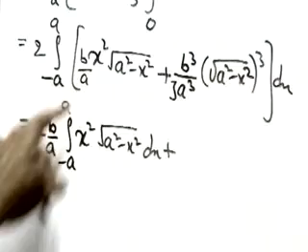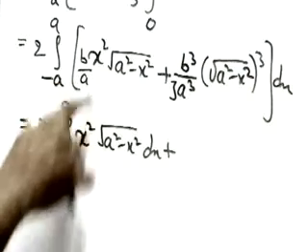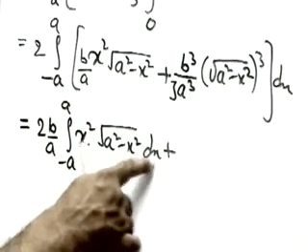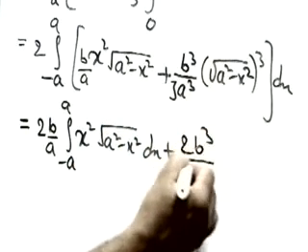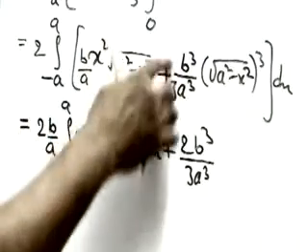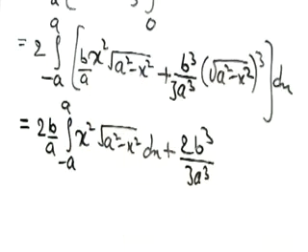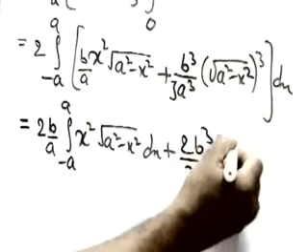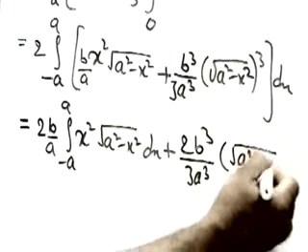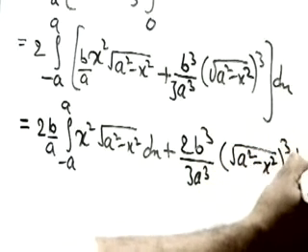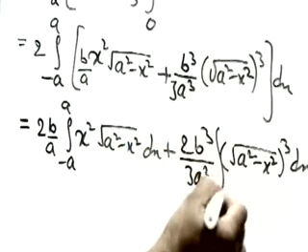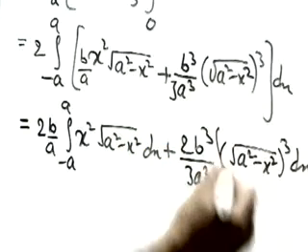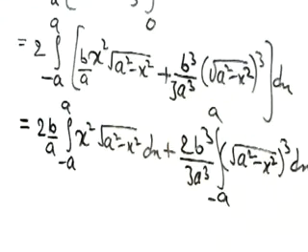Once more, you see here, 2 into minus a to a. I am separating this one: b by a x square into under root of a square minus x square dx. Again, this will become 2b cube by 3a cube into what is left here, under root of a square minus x square whole cube dx. So we have separated this one. Write the limit here also. What is the limit here? X value is minus a to a.